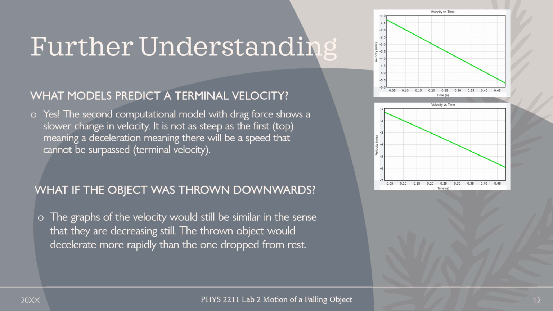Then what if the object was thrown downwards? Well, it would only decelerate faster because you're throwing it downwards, but there would still be a deceleration.